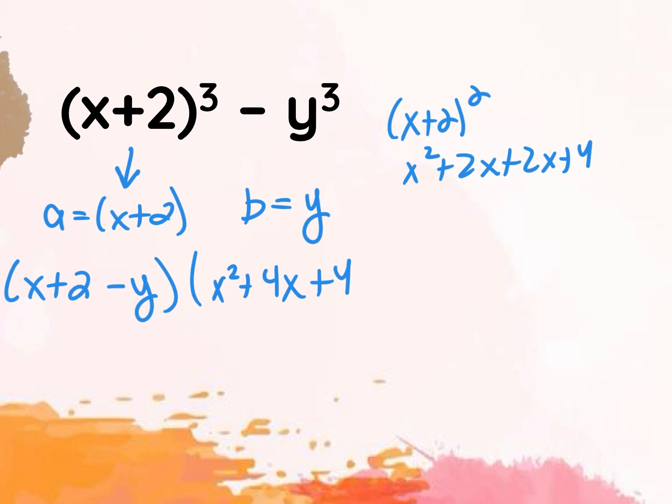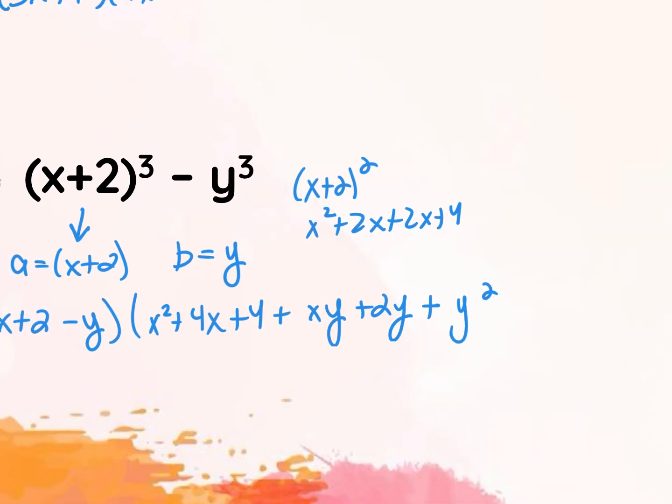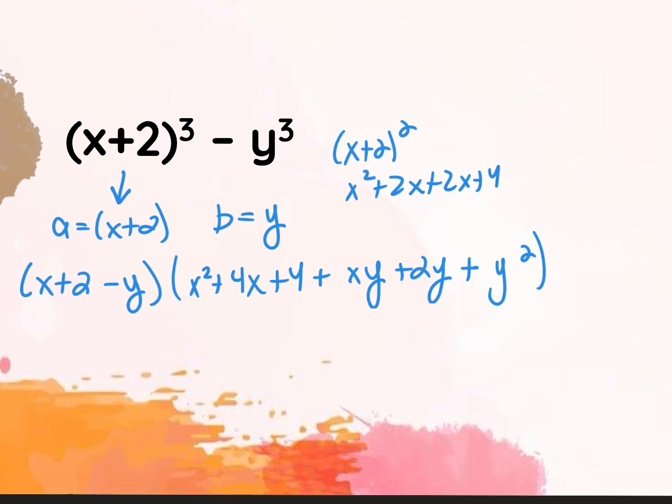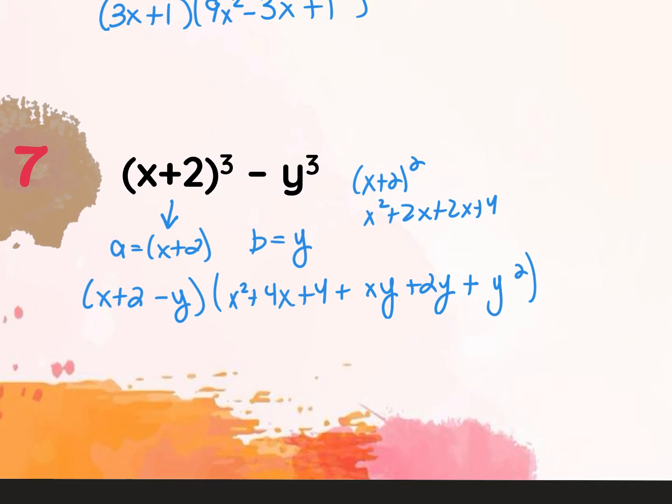I'm going to multiply these two together. So I have plus xy plus 2y. And then I have plus y squared. And there's nothing here that we can combine that is exactly the same. So it's just going to stay just like that.